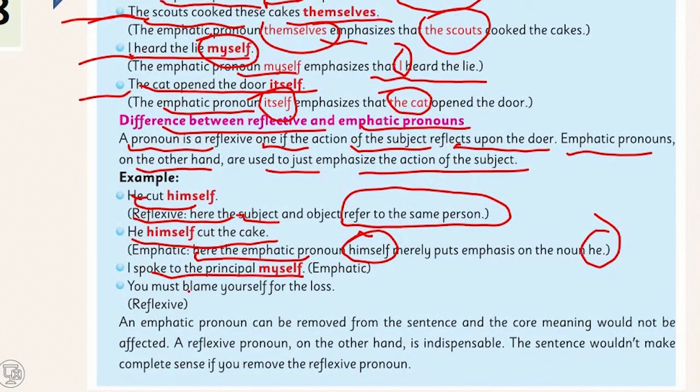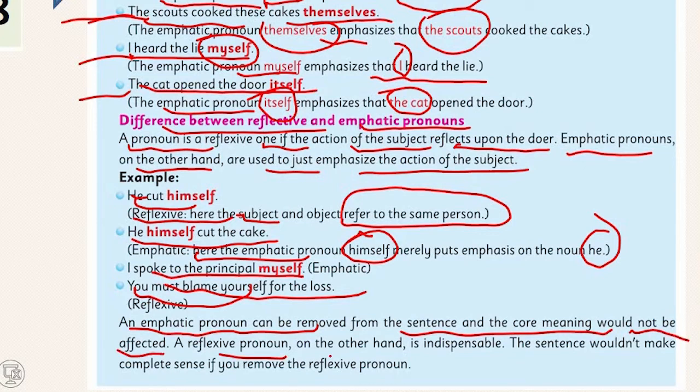Emphatic है ये भी. You must blame yourself for the loss. You and yourself is the same. An emphatic pronoun can be removed from the sentence and the core meaning would not be affected. A reflexive pronoun on the other hand is indispensable. Indispensable मतलब इसको अलग नहीं किया जा सकता.